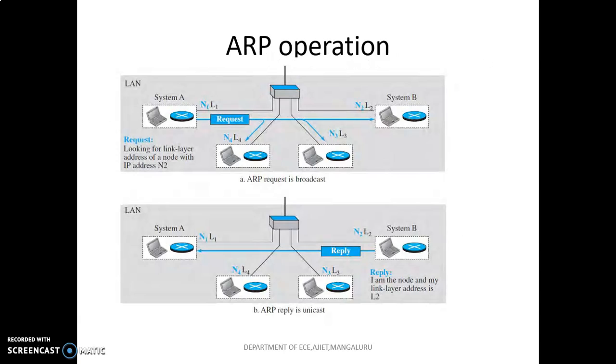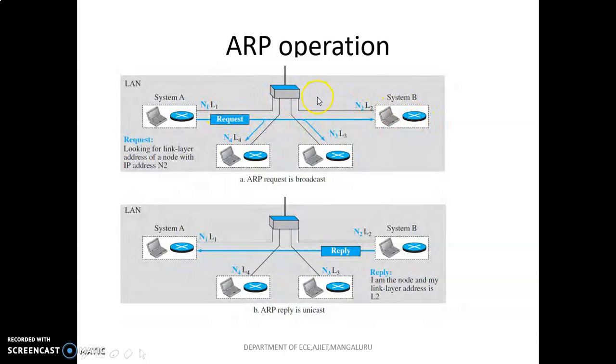Let us see the ARP operation here. There is a system A, then there is a system B, and we have two routers here. Whenever system A has to communicate to system B, it is going to send a request: through which router or through which link am I supposed to go?